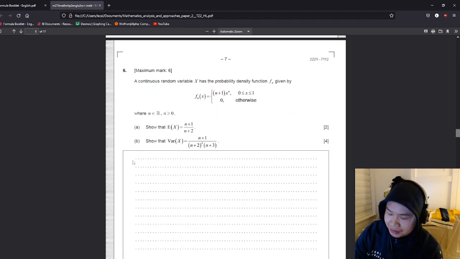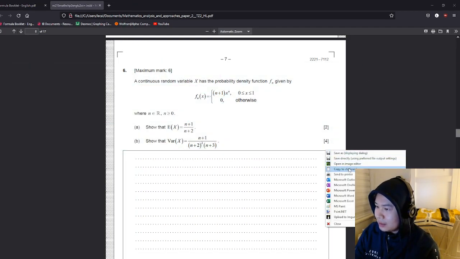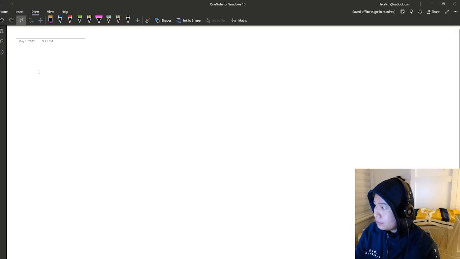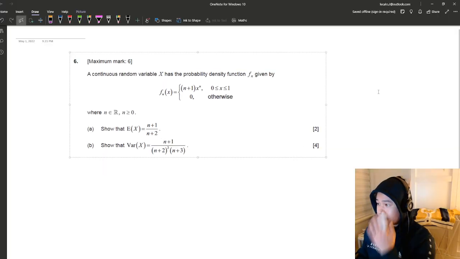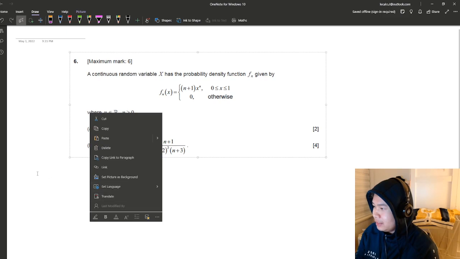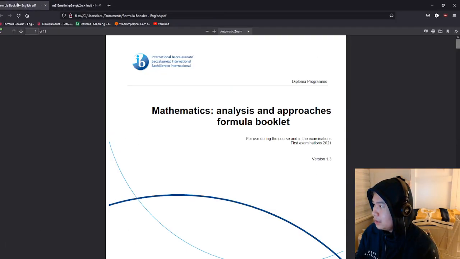So here's our first actual HL question. So let me just copy this over. Okay, we have a continuous random variable x. Here's the probability density function between 0 and 1. And then we need to show this is the expected value, and then this is the variance. Okay, easy enough. Pull out your formula booklet.